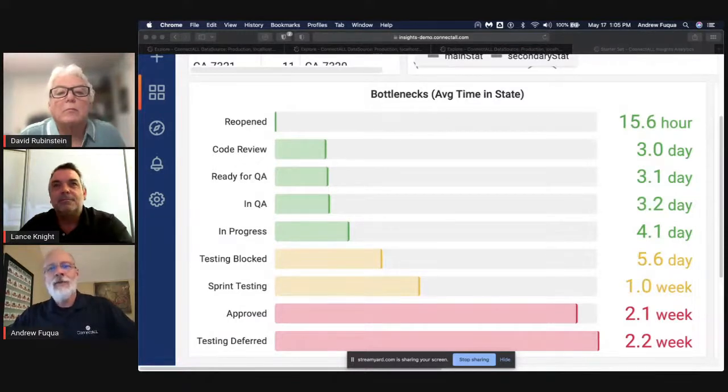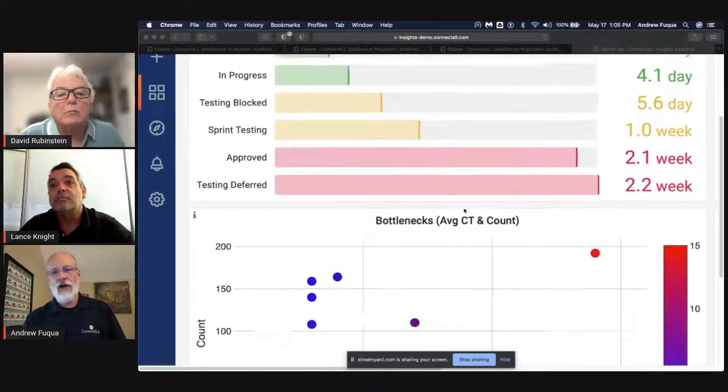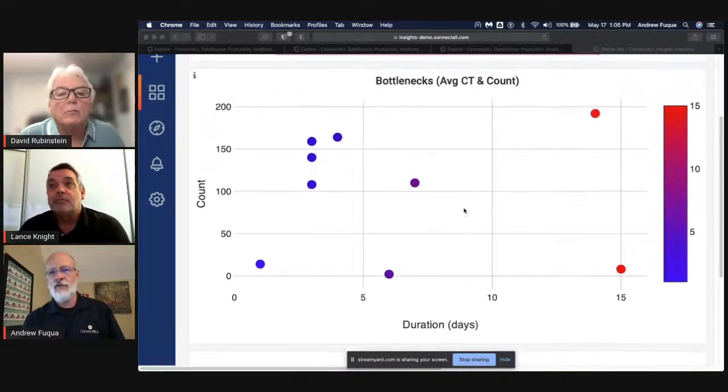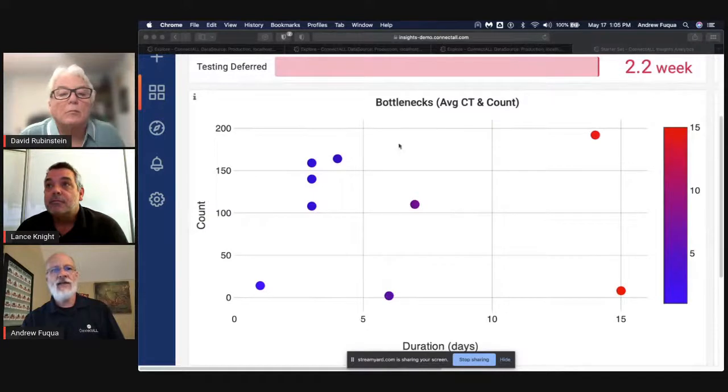Yep. Well, the problem with this, and that's kind of the point of this webinar, is that this is really misleading. And let me show you why. This same data I have graphed in another way. Let me show it to you right here. That testing deferred is 2.2 weeks, so it's about 15 days. In this next chart, I've got the count of tickets on the y-axis and the duration on the x-axis.